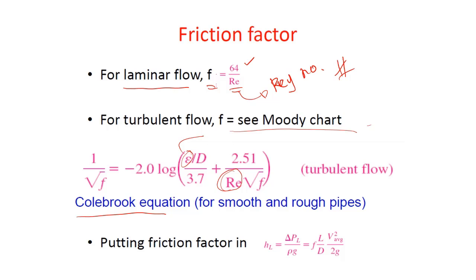times square root F. So what is F? F is the friction factor. This is also the friction factor. Through a cubic equation you can find F, so you can find it using a calculator. Alright.